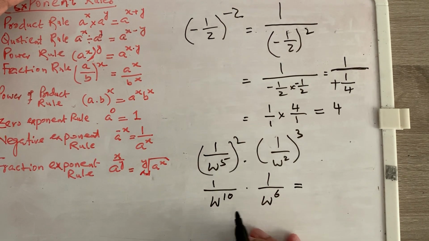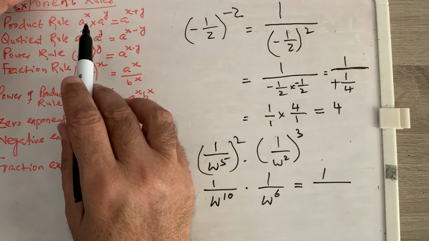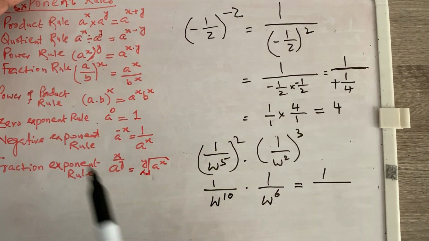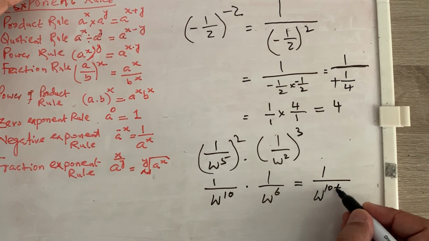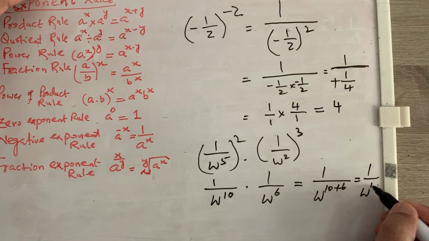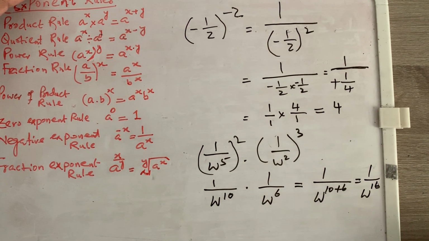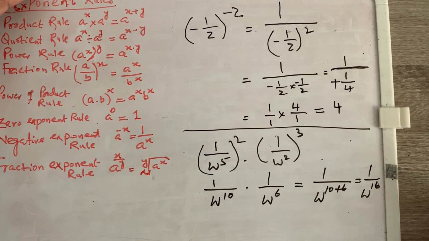But they are the same base, so we can write that they are multiplying with each other. And the multiplication rule, or the product rule, says that the powers are going to be added. So w to the 10 plus 6. Therefore, my answer will be 1 over w to the 16. So this is another example. I hope you understand these two examples, and there are a few more examples.